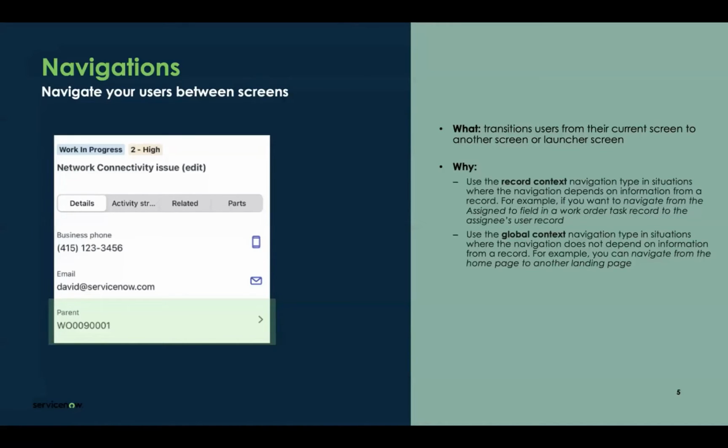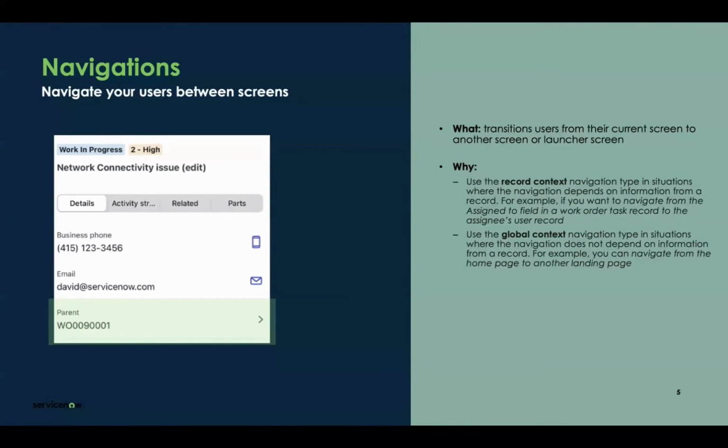In our last few sessions, we've covered write-back actions and smart buttons. I've even showed you how to build a list from scratch, right? But in today's session, we're going to focus on navigation functions, which give your users the ability to navigate between their mobile screens. You can see on my left screenshot here that this is a work order task record.